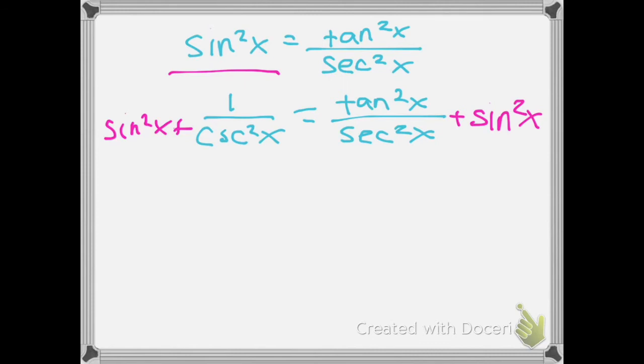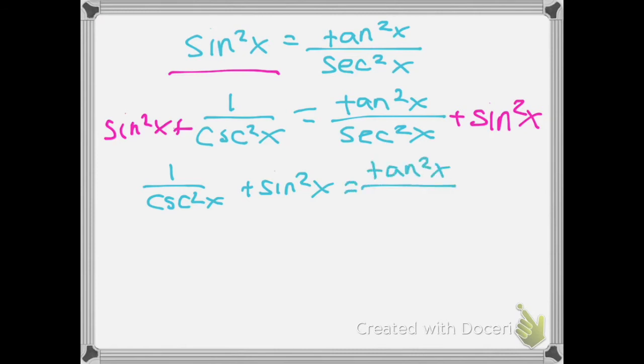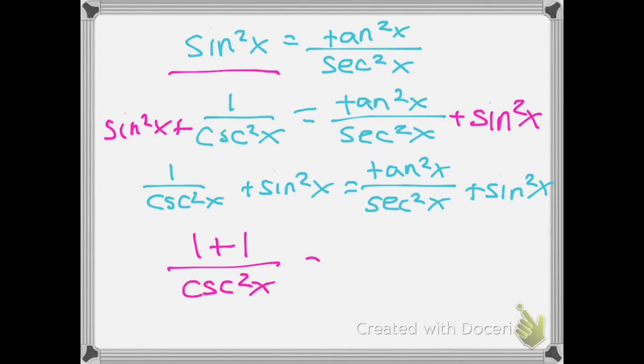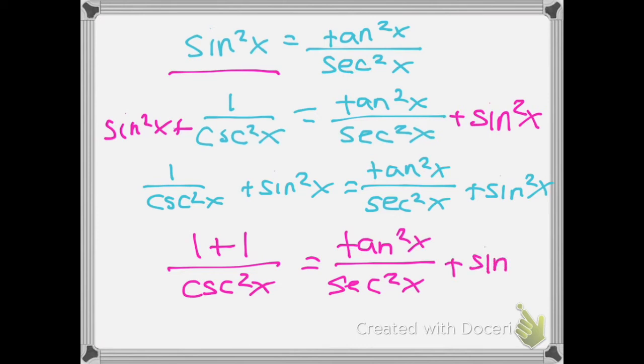And that gives us 1 over cosecant squared x plus sine squared x equals tan squared x over secant squared x plus sine squared x. Now our final equation becomes 1 plus 1 over cosecant squared x equals tan squared x over secant squared x plus sine squared x, and that is our identity.